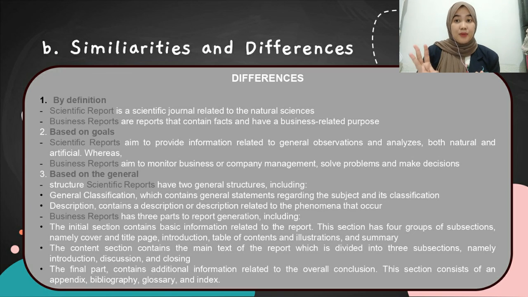And a business report has 3 parts to report generation, including 1. The initial section contains basic information related to the report. This section has 4 groups of subsections, namely cover and title page, introduction, table of contents, and illustration and summary. 2. The content section contains the main text of the report, which is divided into 3 subsections, namely introduction, discussion, and closing. 3. The final part contains additional information related to the overall conclusion. This section consists of an appendix, bibliography, glossary, and index.